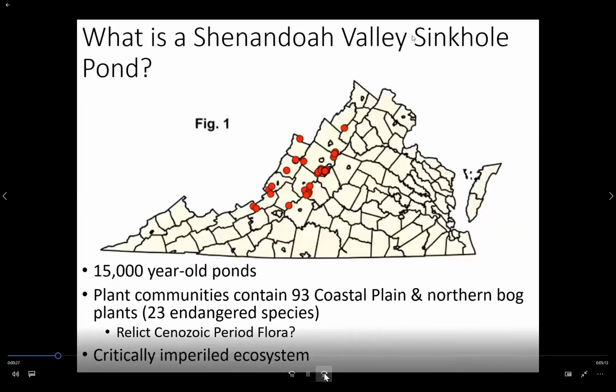Sinkhole ponds are found throughout the western part of Virginia within the Ridge and Valley province. These are relatively old ponds which contain unique assemblages of plant species that are also found in other habitats. These ponds are considered critically imperiled, in part because many of them have been lost to development. Fortunately, several of these ponds have been protected and are actively managed for biodiversity conservation, including Mount Joy Pond Natural Area Preserve, found here just west of the Blue Ridge Mountains.